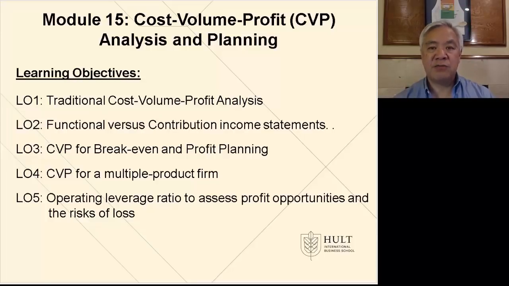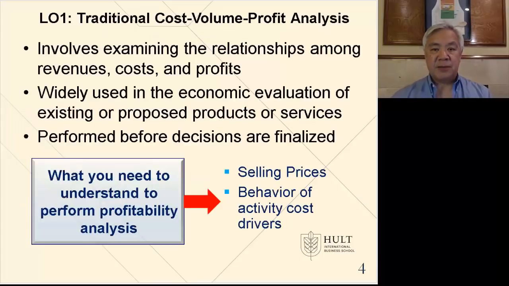which helps us to assess profit opportunities and the risk of loss. Let's jump into traditional CVP. We're looking at three main areas: the revenues of a company, the cost of the company, and the resultant profits. And the costs are further broken into variable and fixed costs. And those are the specific behaviors that I was referring to.